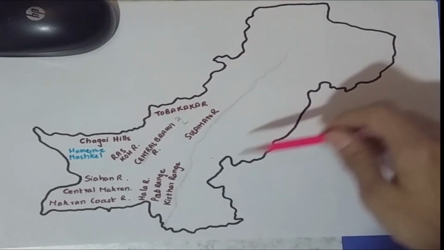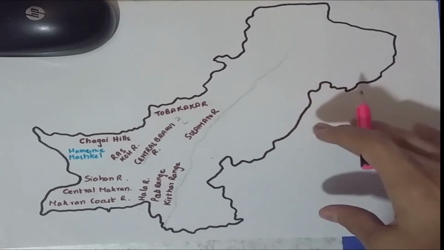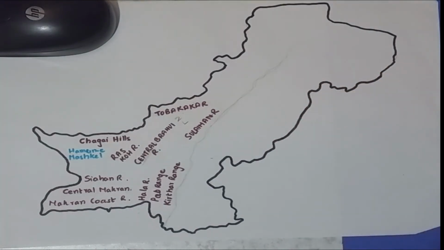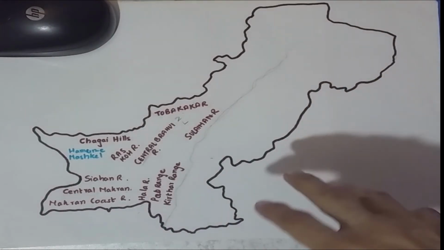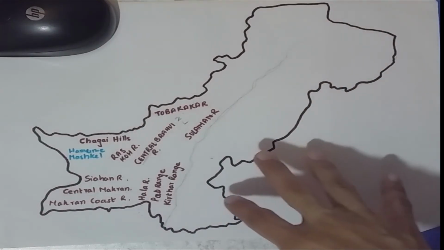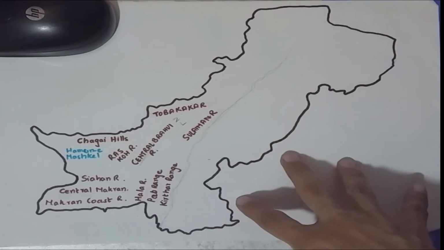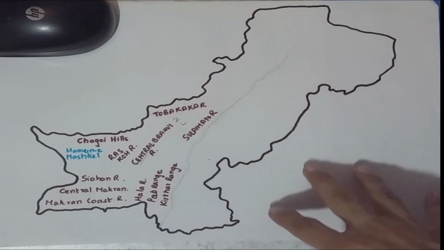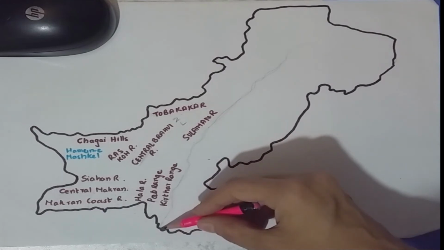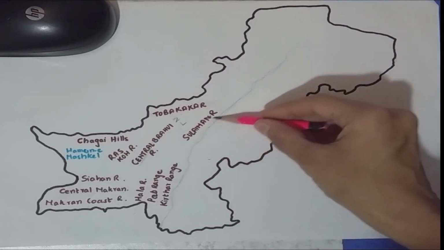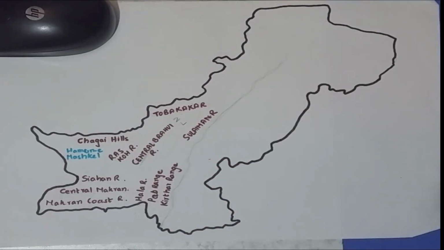Now, if you learn these ranges randomly, it will become a little complicated and difficult. But if you learn it the way that I'm going to teach you, you'll be able to identify it very efficiently on the map of Pakistan whenever the question is asked. So here we'll be taking this Indus River. This is the Indus River. We'll be taking the Indus River as our point of reference.